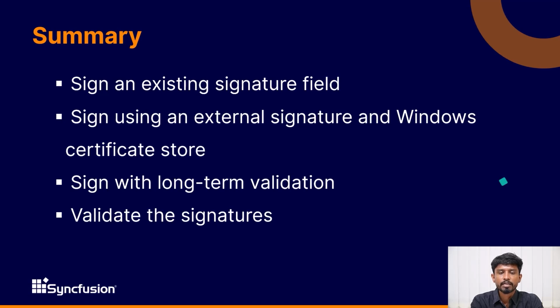We also enabled LTV to ensure signatures remain valid long term. This would be perfect for archiving critical documents. And finally, we validated multiple signatures at once, checked individual signatures, and used a trusted certificate list to ensure authenticity. So these techniques empower you to build secure, efficient PDF workflows in your Blazor applications. And with that, we have come to the end of this session.